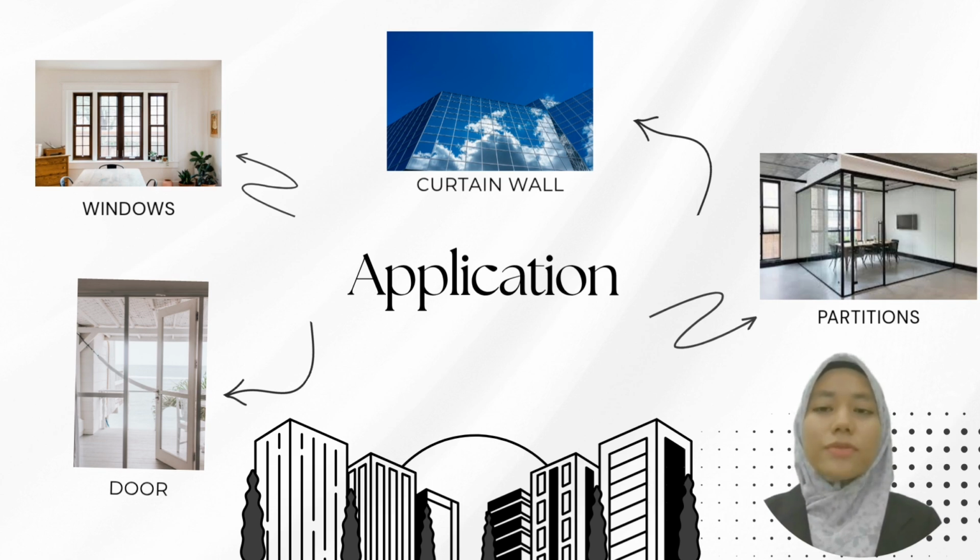Second, we have curtain walls. Large glass panels used on the outside of tall buildings. They make the building look modern and protect it from rain and wind. Third, we have partitions. Glass partitions are used to divide rooms, especially in offices. They make space look bigger and brighter. And the last for this slide, we have doors. Glass doors are stylish and often used in homes, shops, and buildings. They can slide or swing open.